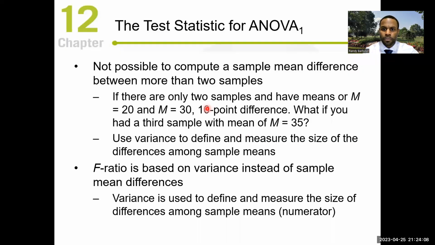Okay, so when we talk about variance, a variance is a measure of difference, and so that's why we use variance. The F ratio is based on variance instead of sample mean differences. So we're looking at the variance between our sample means, and then we're also looking at the variance within each of our groups, a within-group variance. We'll talk about those different components. So again, variance is used to define and measure the size of differences among sample means. That will be considered our numerator as we talk about it. So I will move a little further so you get an idea.